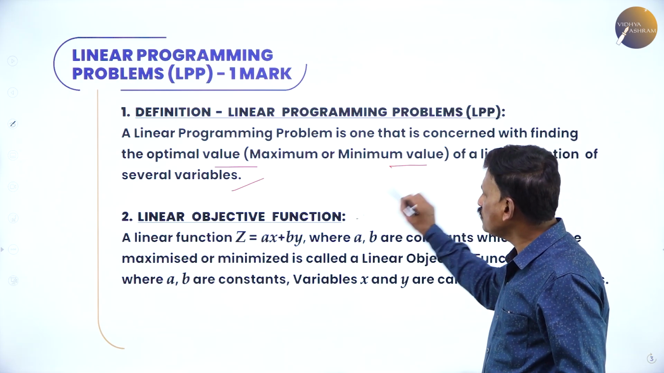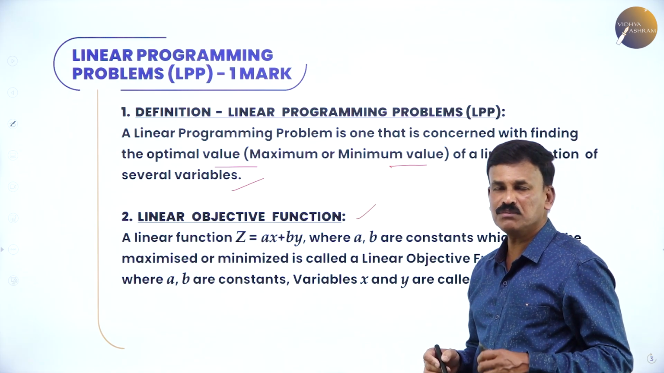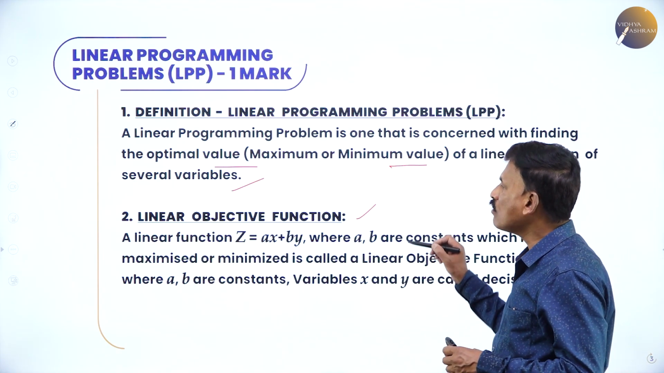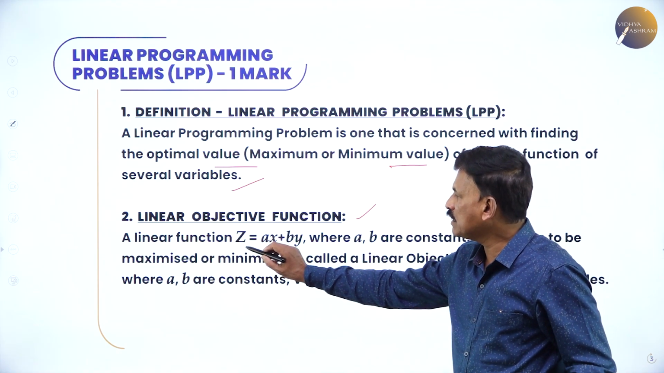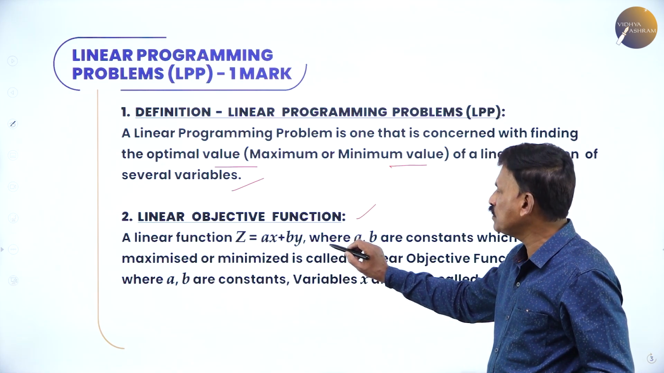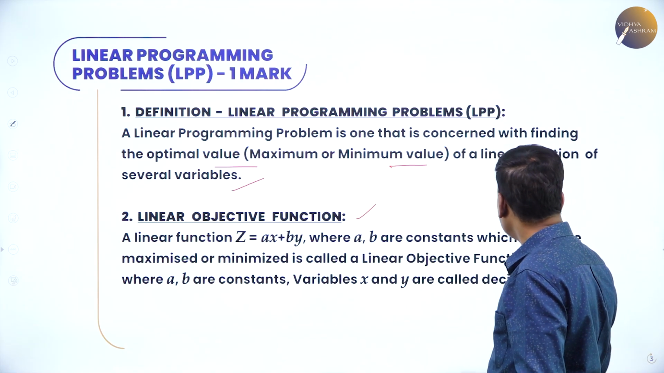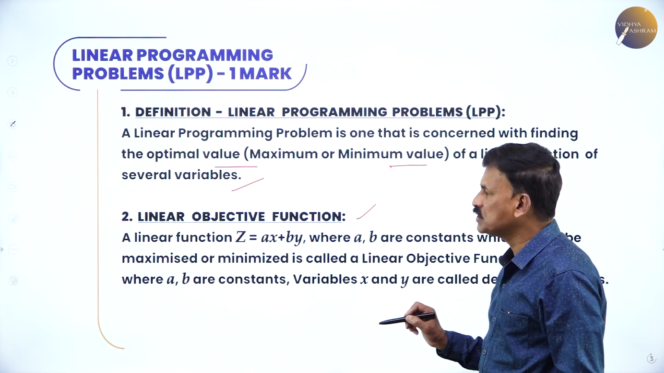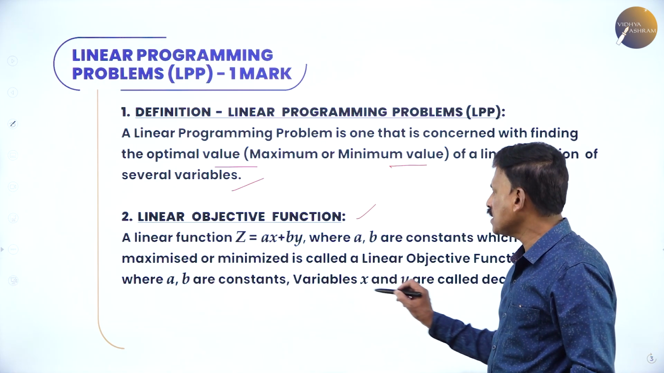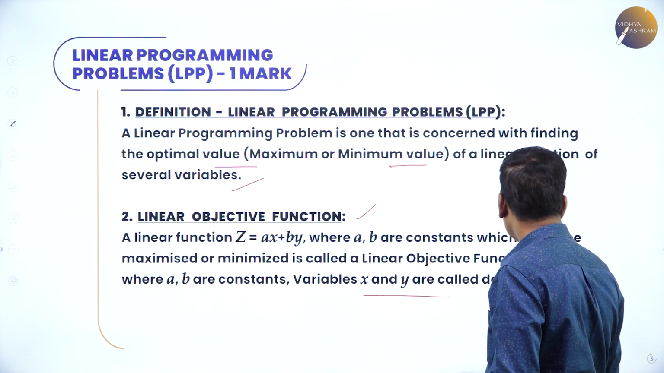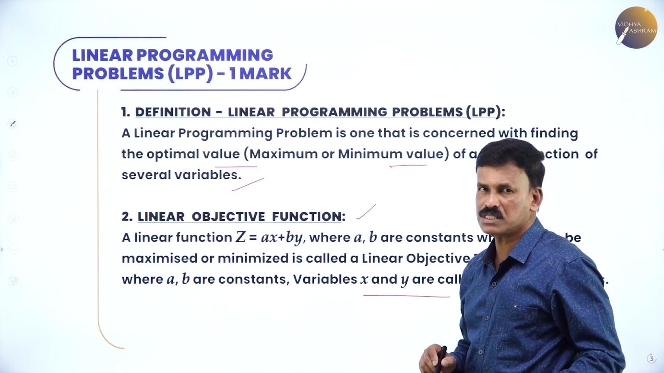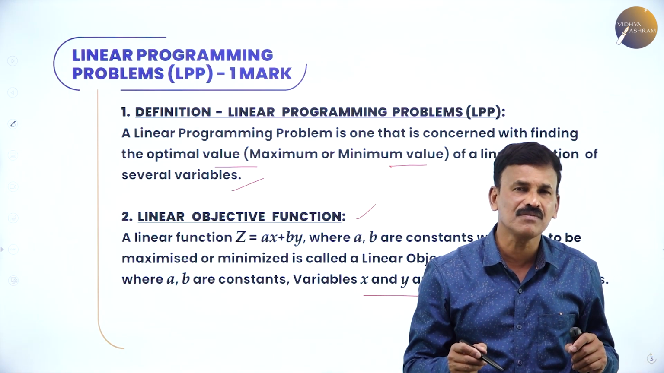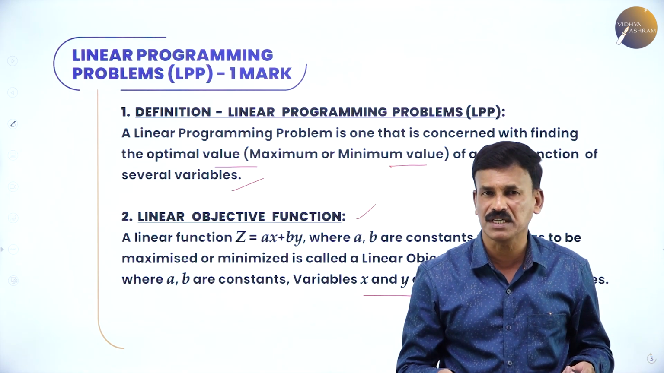Now, linear objective function. Objective function means the function which is to be maximized or minimized is called the objective function. A linear function z is equal to ax plus by, where a and b are constants, which has to be maximized or minimized is called the linear objective function. Here a and b are constants, whereas x and y are called the decision variables.